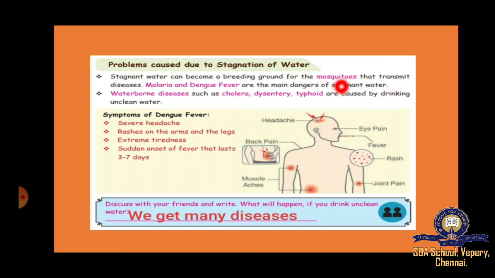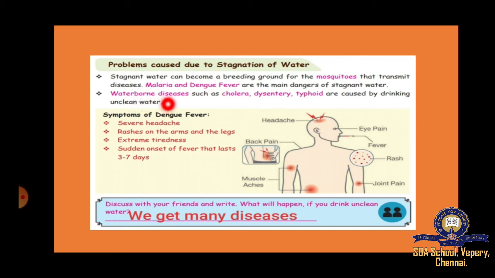Okay, so the mosquitoes will lay eggs there itself. So what will happen? Many mosquitoes will come from that stagnant water. These mosquitoes transmit diseases. Malaria and dengue fever are the main dangers of stagnant water. So we get malaria and dengue fever because of that stagnant water only. Okay, those mosquitoes will be overbreeding there.